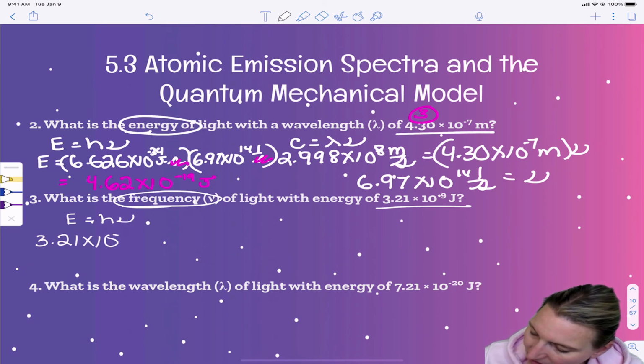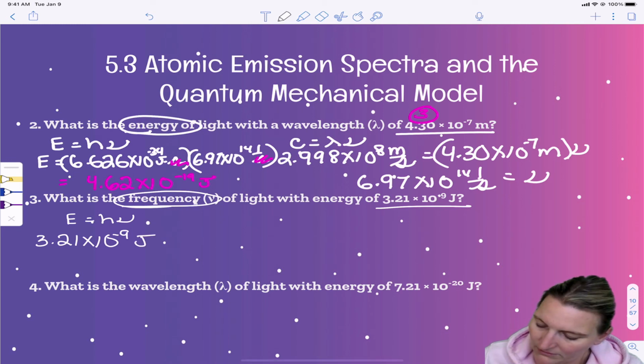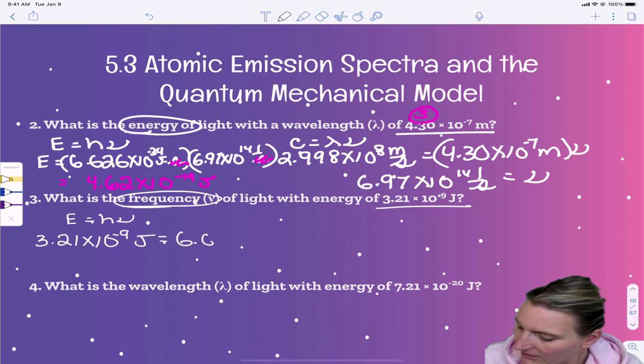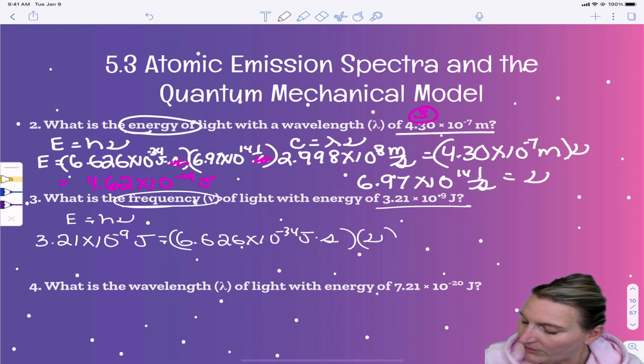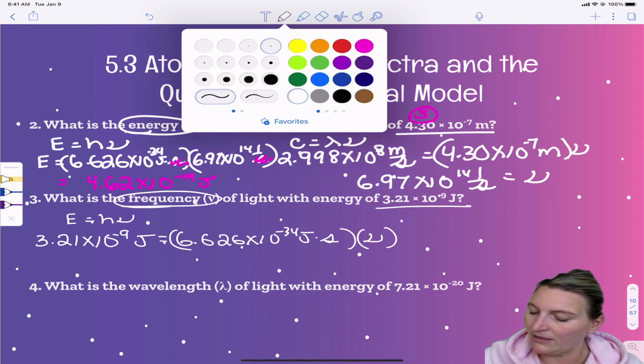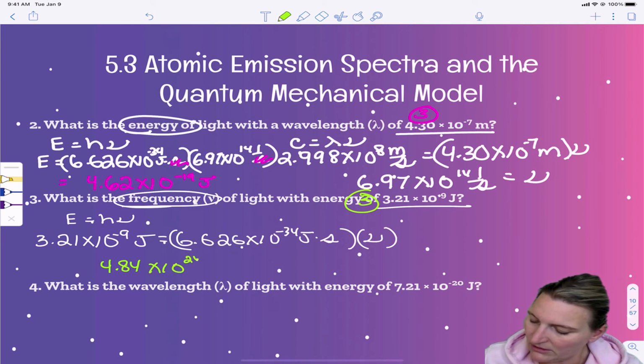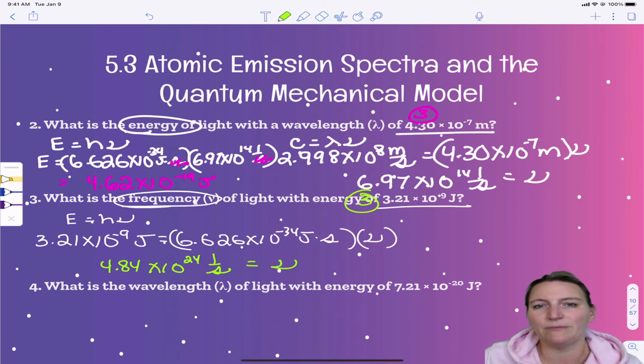3.21 times 10 to the negative 9 joules equals Planck's constant, 6.626 times 10 to the negative 34 joules times seconds times the frequency. Divide both sides by Planck's constant. Round again to just 3 significant figures, and I get 4.84 times 10 to the positive 24 inverse seconds is my frequency.